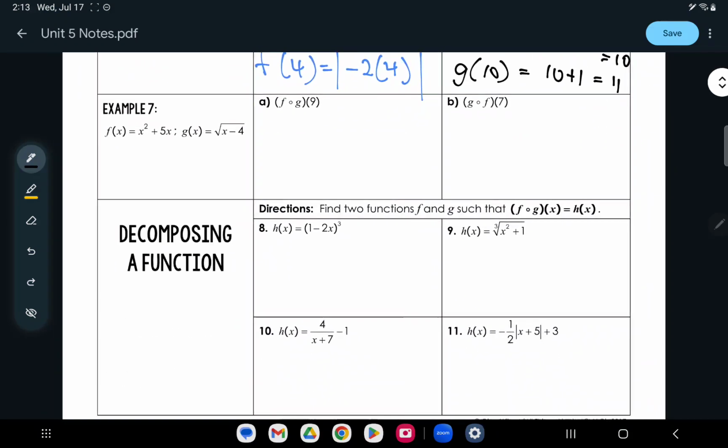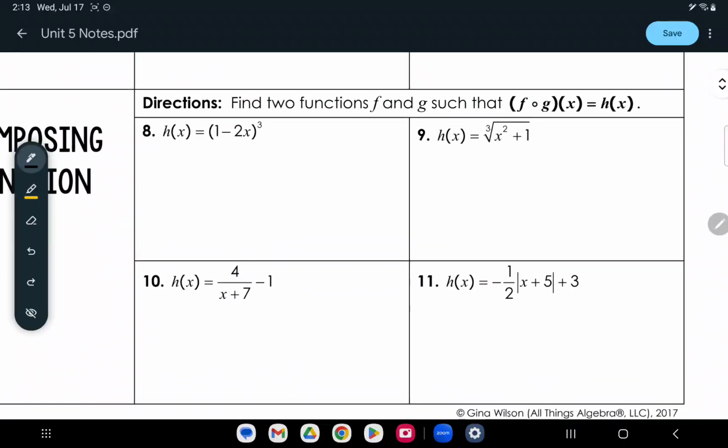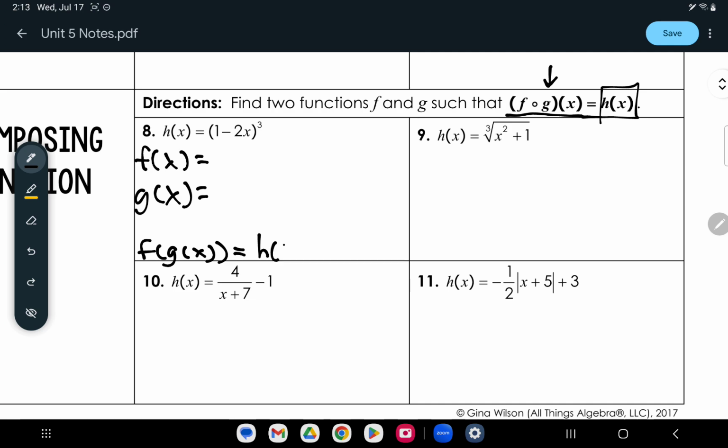All right, so now let's look at the decomposition of a function. So we've seen composition of a function where we are taking two functions and intertwining them. Now we are given that function. So we want to find what combination could f of x be and g of x be such that f of g of x is the function h of x that we have here.